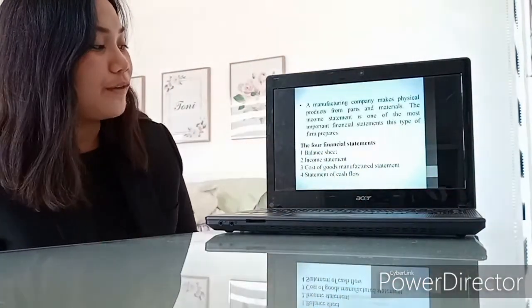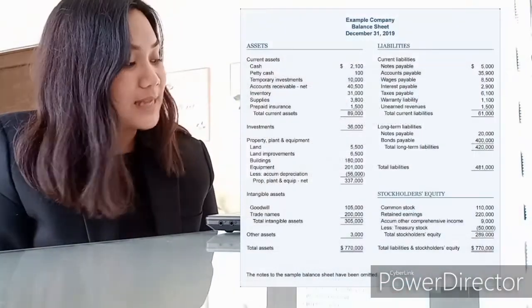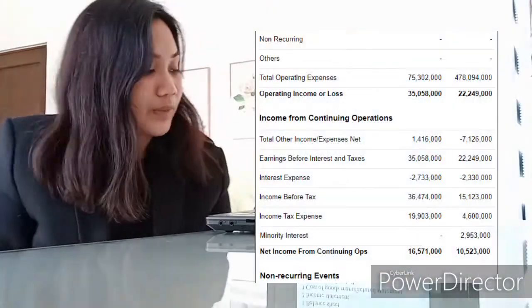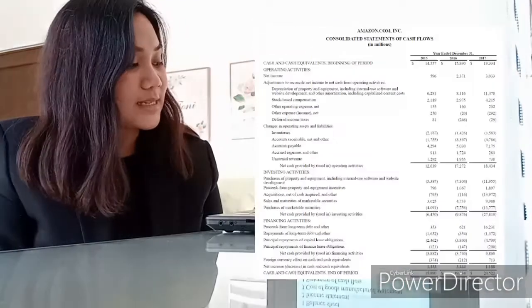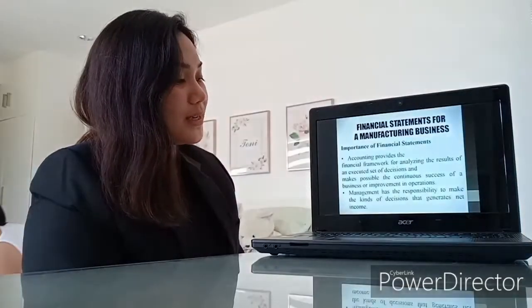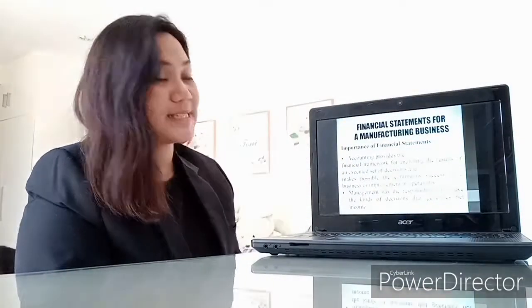And there are four financial statements. First is the balance sheet. Second, the income statement. Third is the cost of goods manufactured statement. And lastly is the statement of cash flow. Management has the responsibility to make the kinds of decisions that generate net income.